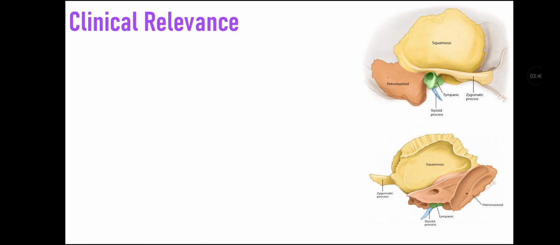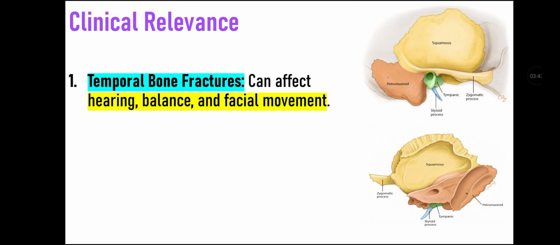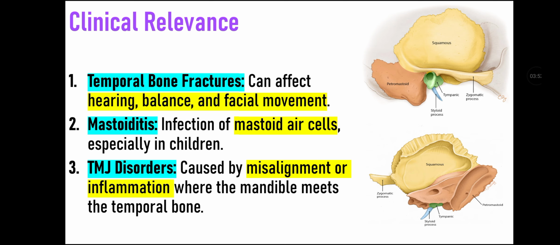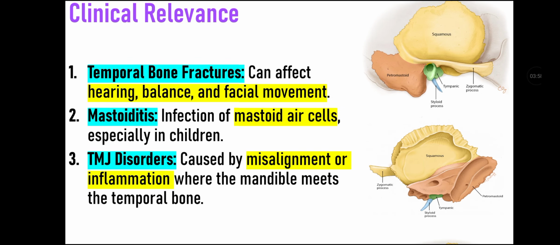Now let's talk about clinical significance of temporal bone. First is temporal bone fracture, as it can affect hearing, balance, and facial movement. Second is mastoiditis, that is infection of mastoid ear cells, especially in children. Next is TMJ disorders, that is caused by misalignment or inflammation where the mandible meets the temporal bone.